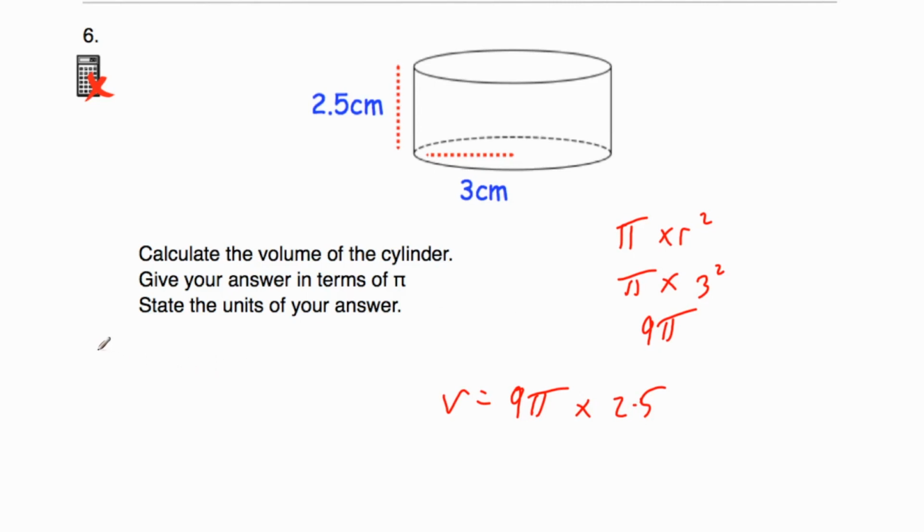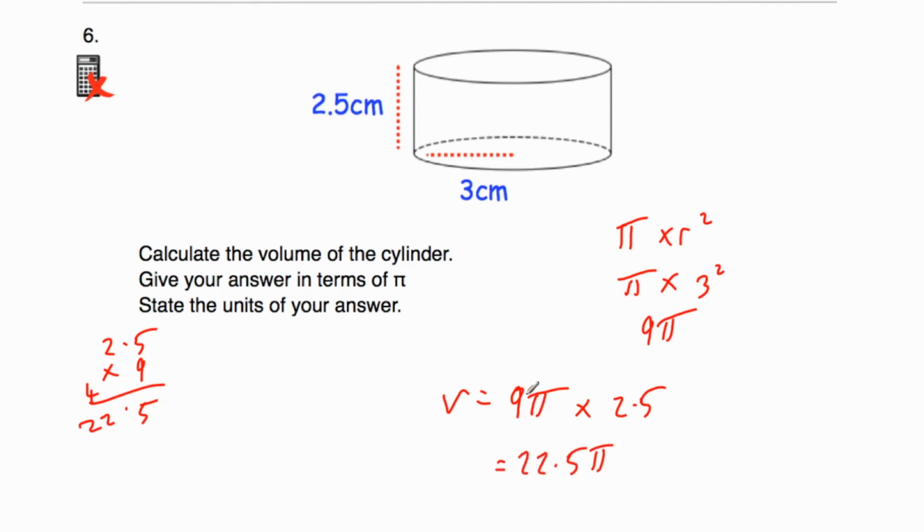So we need to do 9 times 2.5, so that's 2.5 multiplied by 9. And this is a non-calculator question, so I'm just lining them up. 9 times 5 is 45, put our 5 down, carry our 4. 9 times 2 is equal to 18, plus 4 is 22. So that'll be equal to 22.5. So our answer will be 22.5 pi.